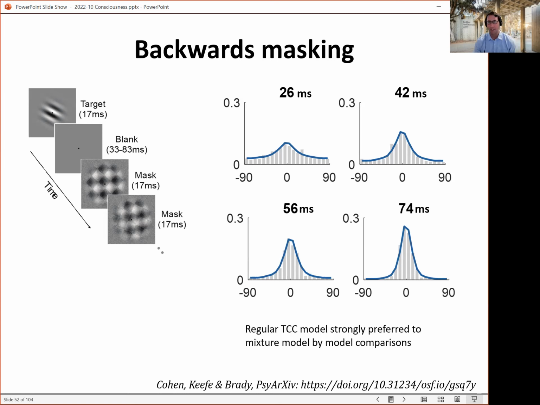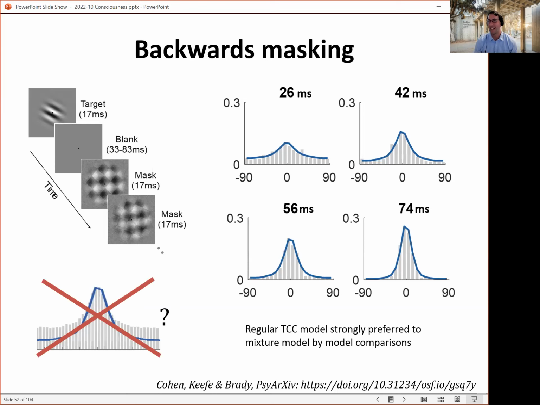And so we can do model comparison and say, look, it looks just exactly like what the TCC model said it had to look like for orientation. And that is strongly preferred by model comparison. And so we don't see this. We don't see a bunch of extra guesses. In fact, we don't see any evidence for that at all here. It just looks like what happens if you have a weak signal and a lot of noise.